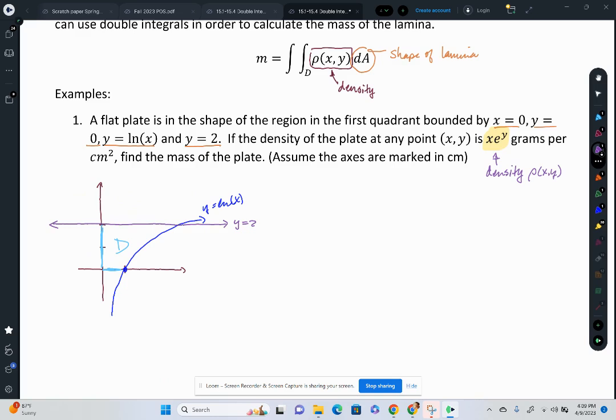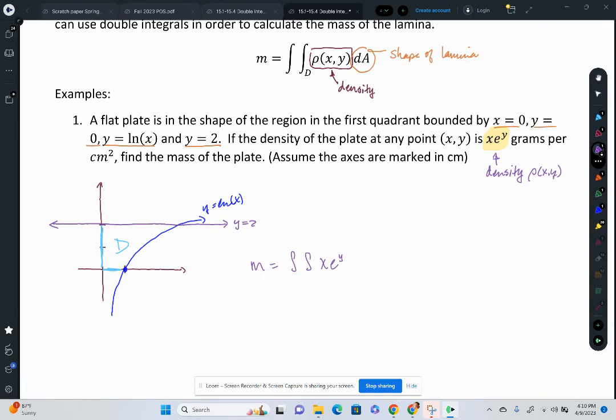They say to assume the axes are marked in centimeters, and that works out well with the units being used for the density, grams per centimeter squared. Okay, so let's go ahead and calculate our mass. We have to set up our integral. Our mass is equal to the double integral of our density, x e to the y, and now I have to figure out my bounds.